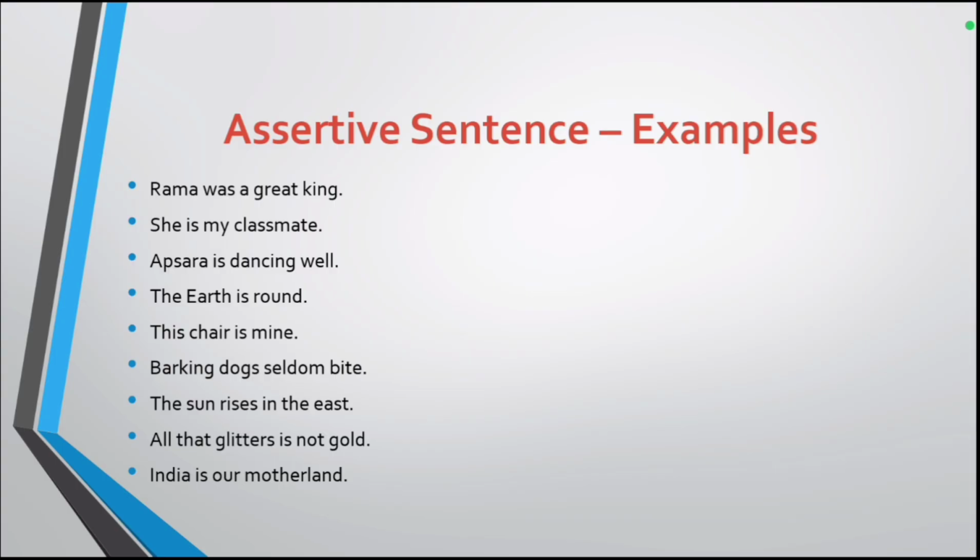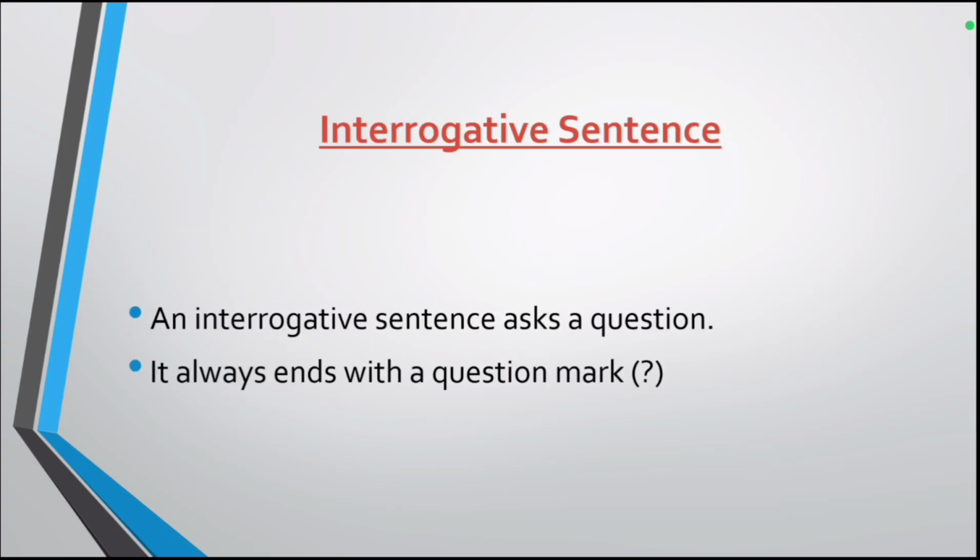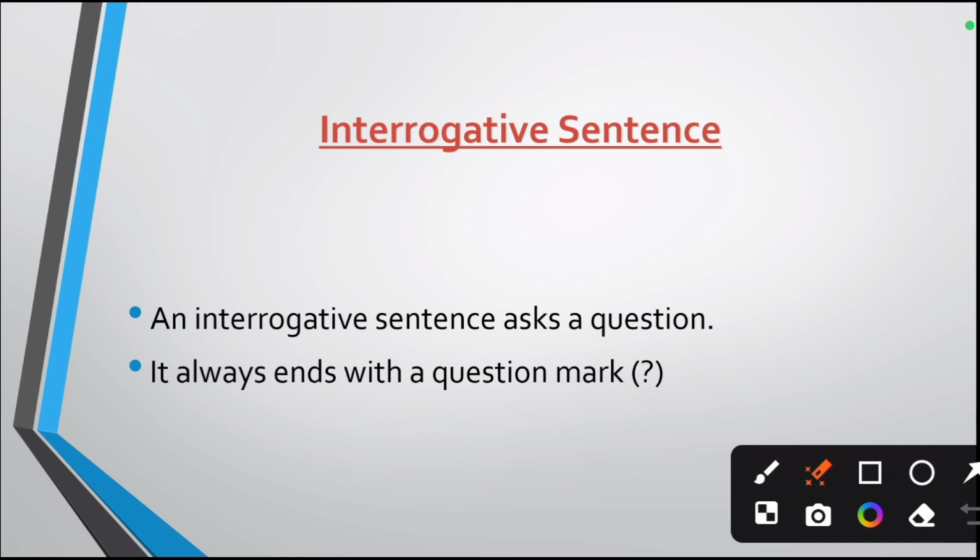Next, second one, interrogative sentence. An interrogative sentence asks a question. This is very easy to remember. If you find a question mark in a sentence, then you can just blindly stick to interrogative sentence, because if you find a question mark, that comes under interrogative sentence.